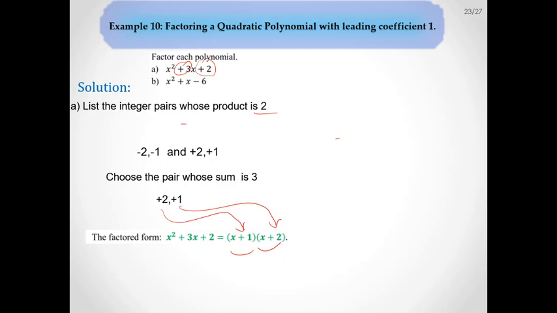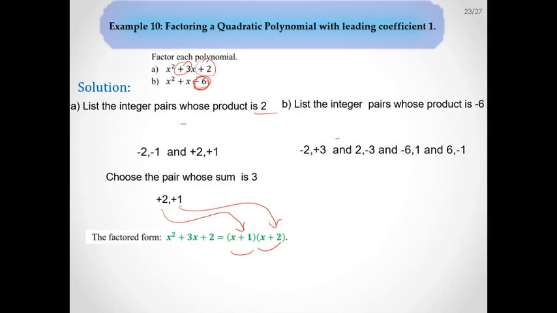So we have a constant term here, -6. So for the constant term, we will look for the integer pairs whose product is equal to -6. So we have these choices: -2 times 3, it's -6, and 2 times -3, it's -6. So when you look at those, these are all the pairs we can find whose product is equal to -6.